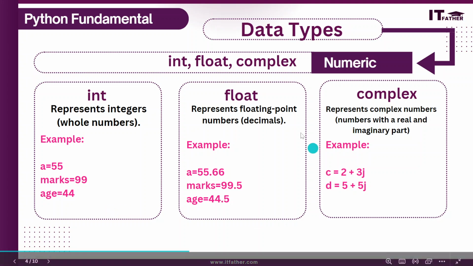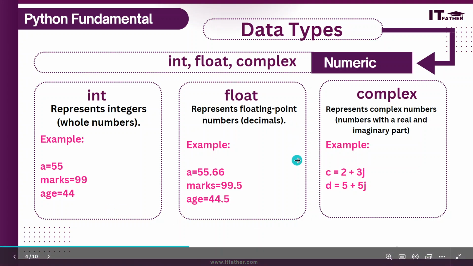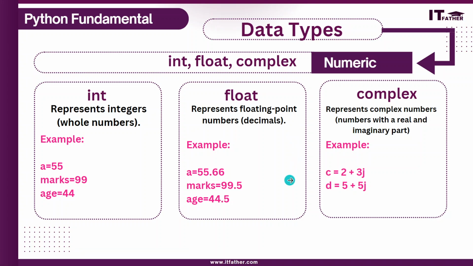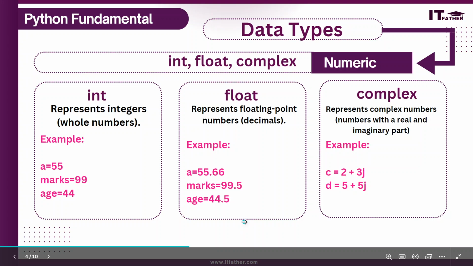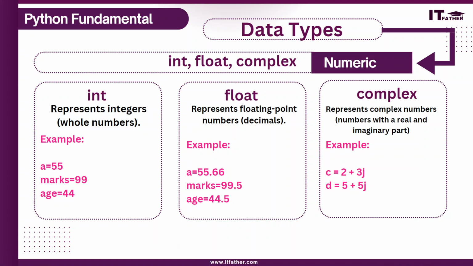In the same way, the float data type represents a floating point number, a number which has a decimal part, like a equal to 55.66, marks equal to 99.5 and age equal to 44.5. So wherever we are giving a decimal value, that is known as floating point data.